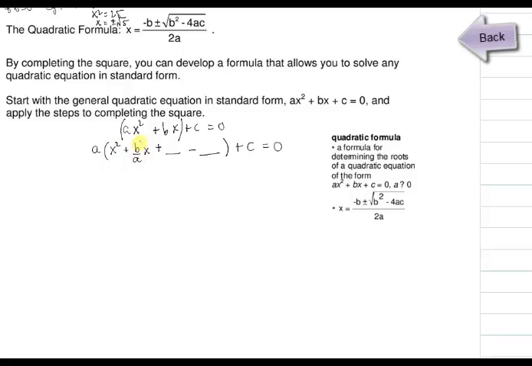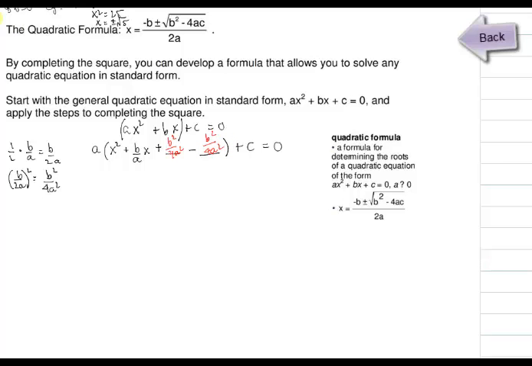Okay, so next we're going to complete the square. We want to take half of b over a, and we want to square it. So I'm going to do that over here. So half of b over a gives me b over 2a, and then I want to square that. So that means I square my b, and I square my 2a, which gives me 4a squared. Okay, so I'm going to add that, b squared over 4a squared, and then minus it, b squared over 4a squared.